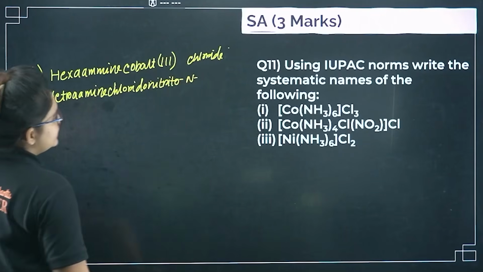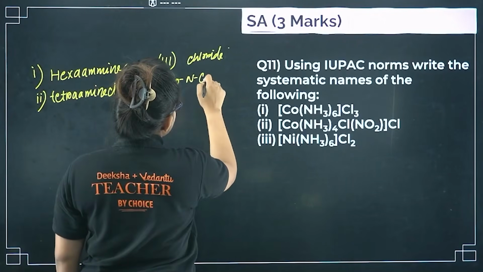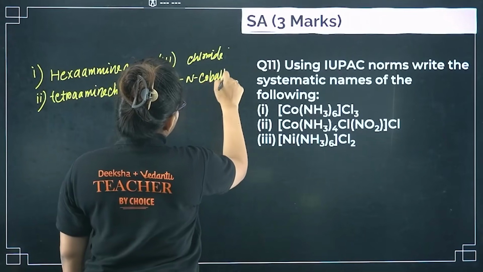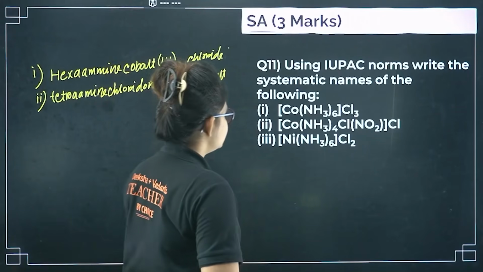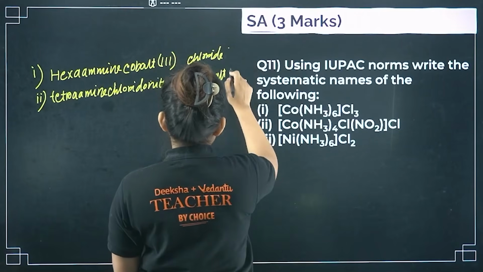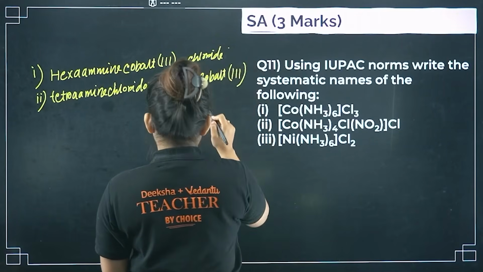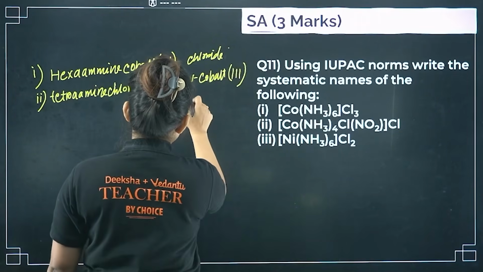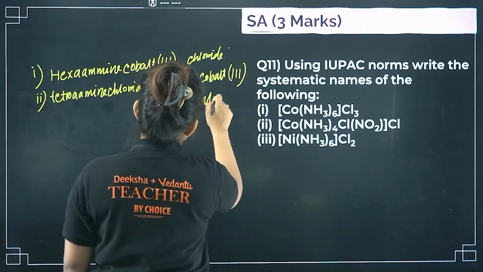then you have to finish with cobalt. Here the oxidation state will come as 3. Then you have to end with the anionic part, that is chloride.